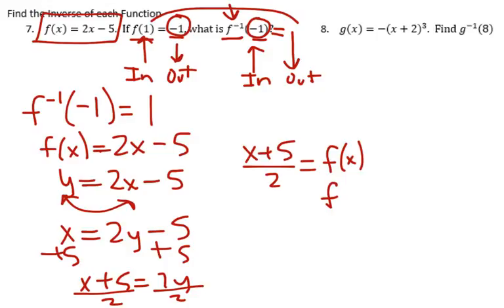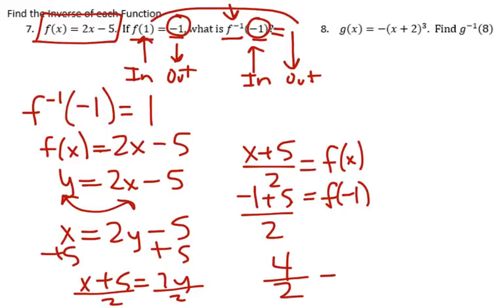So if I'm looking for f of negative 1, because now this is the inverse, I plug in a negative 1 for x, and we solve negative 1 plus 5 is 4. And we get 4 over 2 is 2.